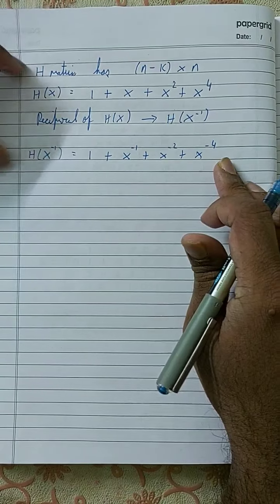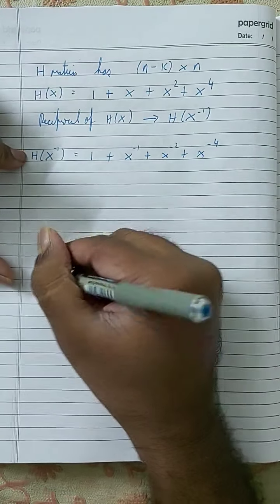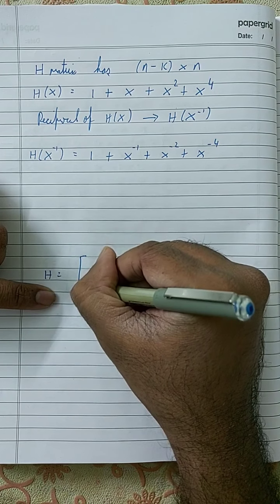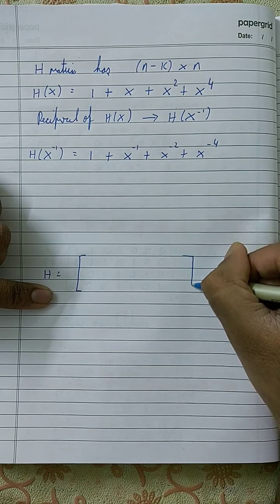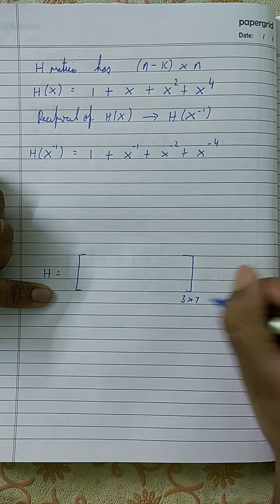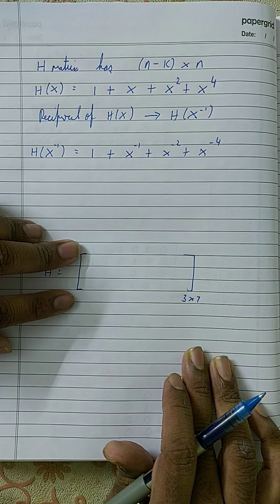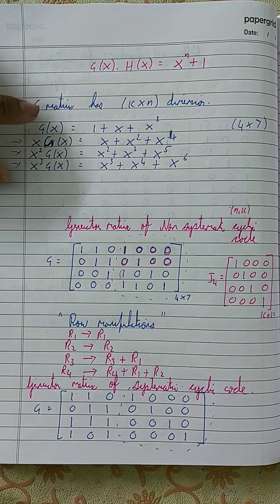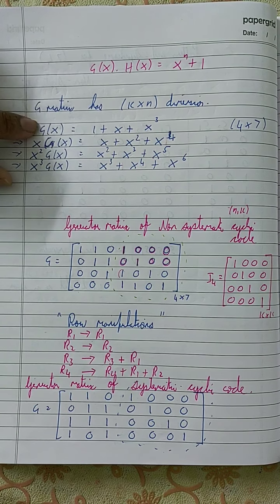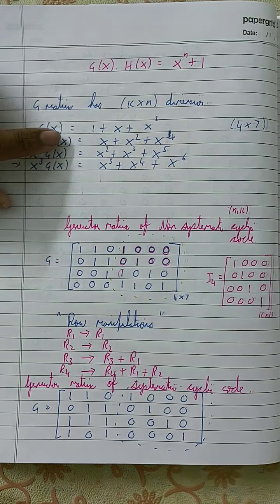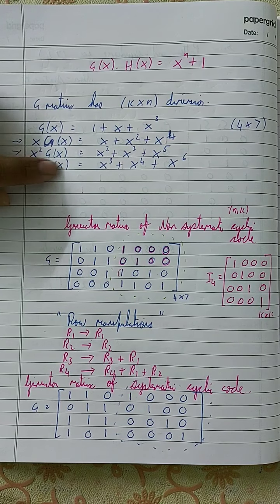Now you did this. Now what I'm going to do is, we all know what the H matrix looks like. The H matrix should have n minus k rows and n columns. You're seeing that over here. That is, it should have 3 rows and 7 columns. So what are those 3 rows and what are those 7 columns? If you look very carefully over here, for the generator matrix, you took the generator polynomial itself, and then you multiplied one with x, the other with x square, and the other with x cube.